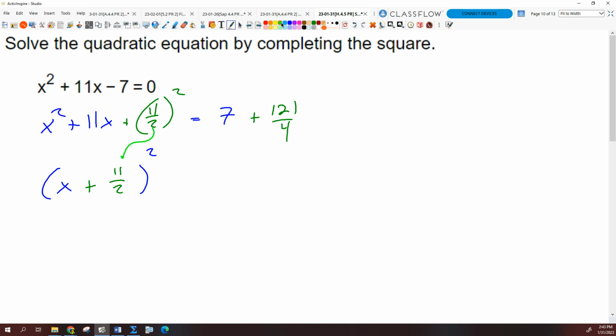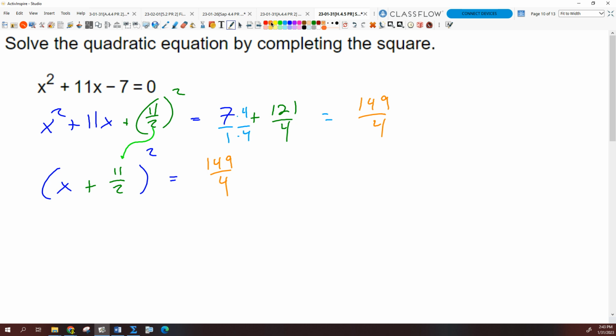Okay, on the other side, I would just have to multiply this one by 4 over 4, right? To get a common denominator. And so what's that going to give me then? I'm going to get 28 fourths plus 121 fourths is 149 fourths. Okay, so we're done completing the square.